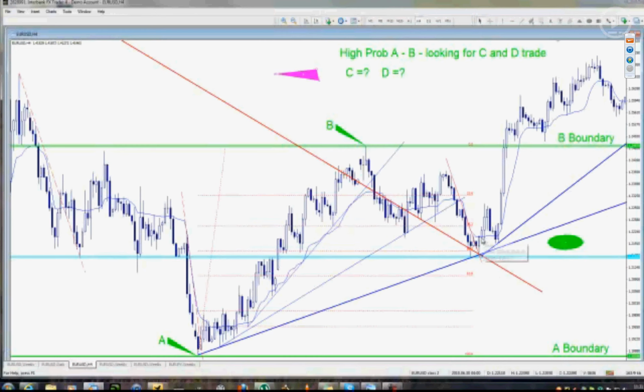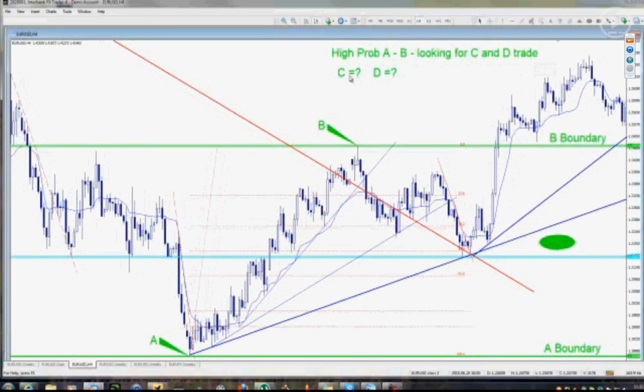So now let's look at what happens. You're in this trade and it starts to take off. Okay? And it just takes off and it just takes off. Now this trade, if you notice what I have here, let me get rid of this. If you notice, I call this a high probability A, B, looking for a C and a D trade. Okay? So the C trade is here. Okay? This was an attempted C which failed.